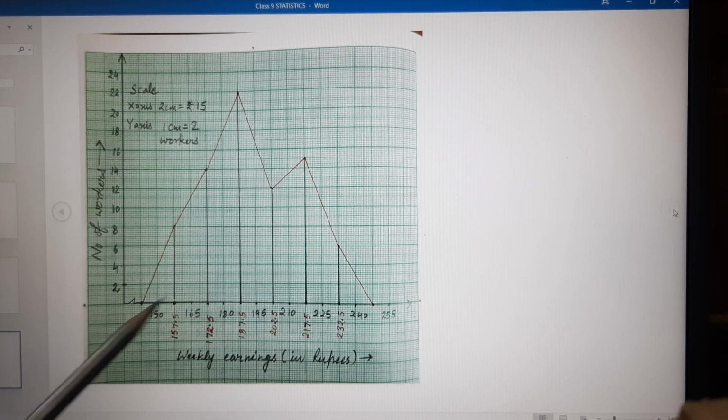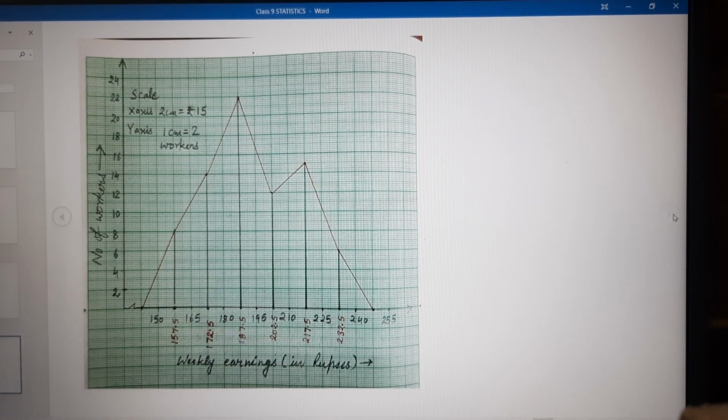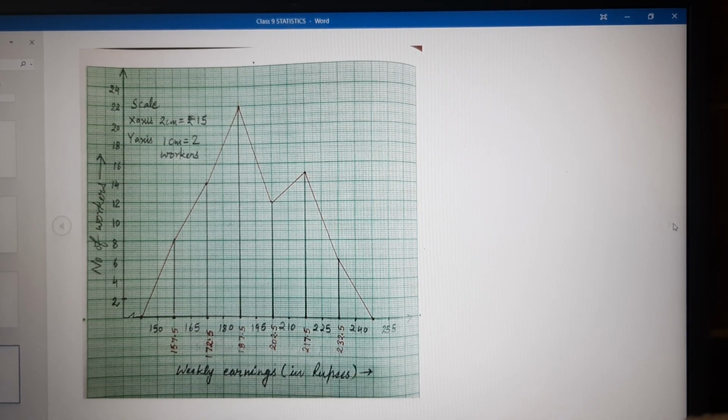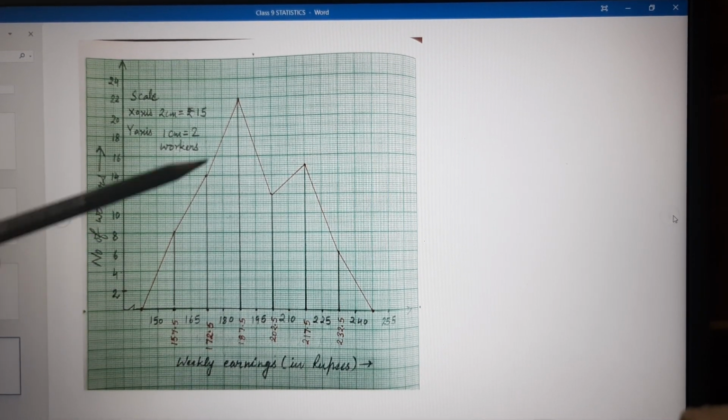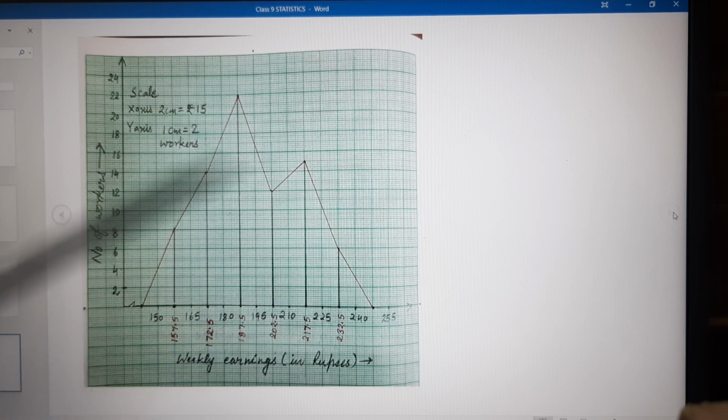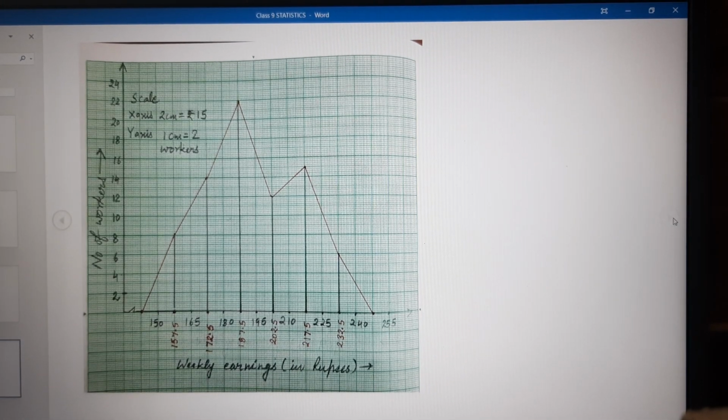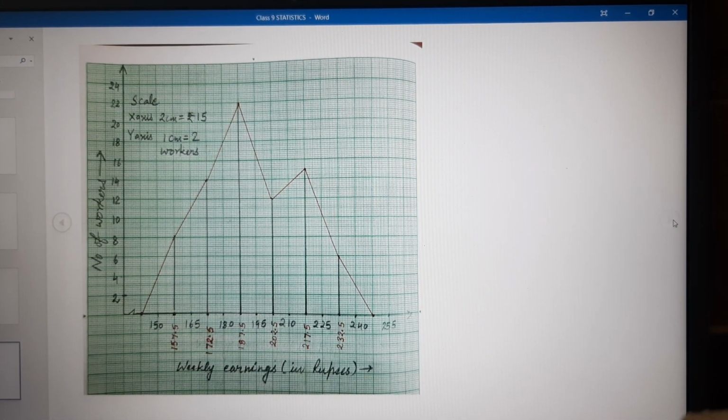We have joined the frequency polygon to the axes. We have to join all the points with the help of the scale, as you can see. Okay. We are using the ruler to join them. Clear? This is the frequency polygon. Fine.